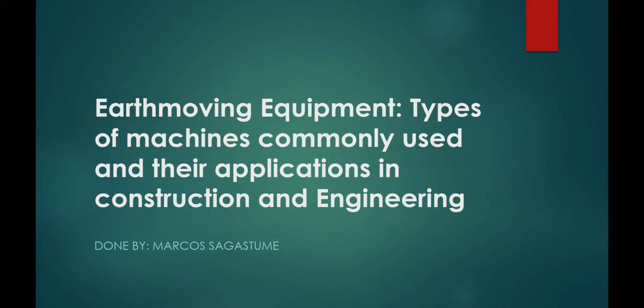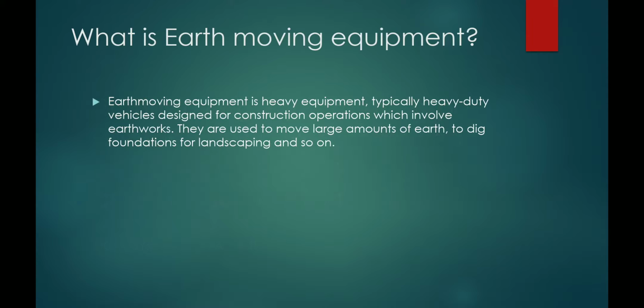Okay, so today I'll be presenting on earth moving equipment, types of machines commonly used, and their applications in construction and engineering. So, first of all, what is earth moving equipment? Earth moving equipment is heavy equipment, typically heavy duty vehicles designed for construction operations which involve earthworks. They are used to move large amounts of earth to dig foundations, for landscaping and so on.